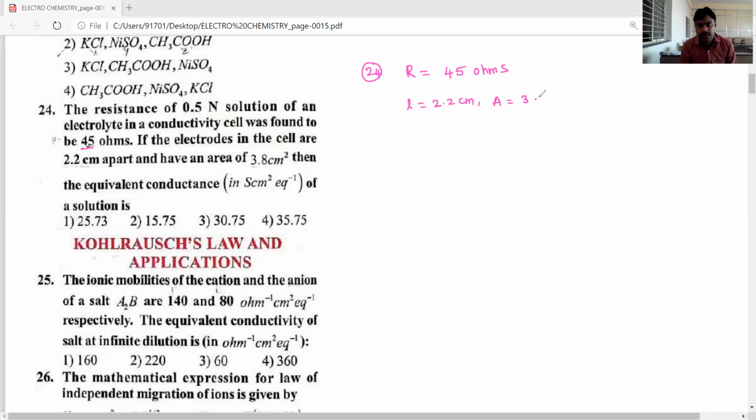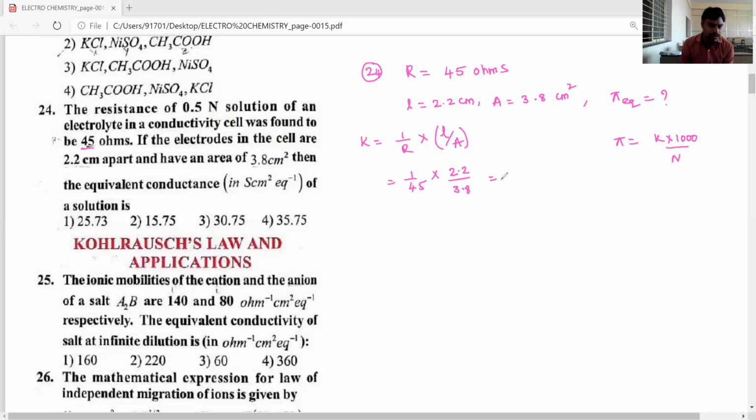and the area of cross section is 3.8 centimeters square. What we have to find out in this question is the equivalent conductance. We know that the equivalent conductance formula is K into 1000 by normality. For this we have to find K, and K is equal to 1 by R into L by A. 1 by R is nothing but the conductance of the cell, and L by A is nothing but the cell constant. So 1 by 45 into L by A, where the length is 2.2 and the area of cross section is 3.8.